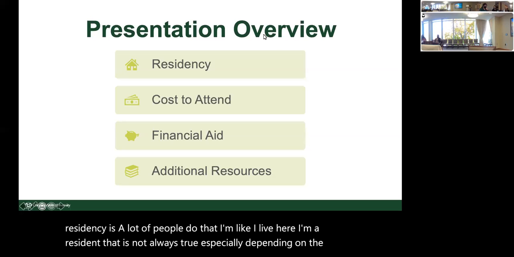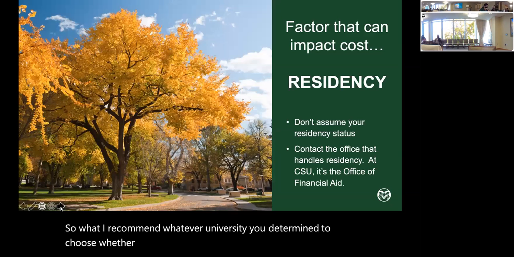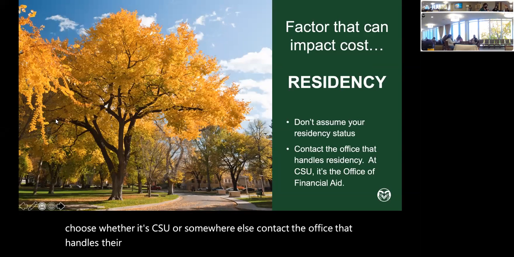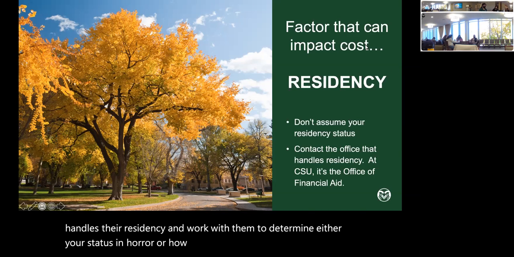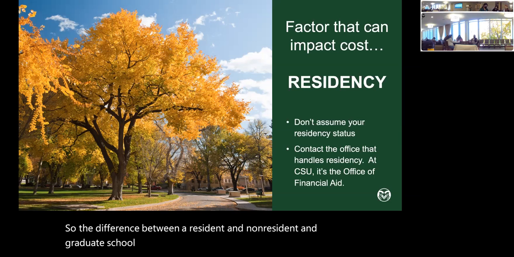So what I recommend, whatever university you determine to choose, whether it's CSU or somewhere else, contact the office that handles their residency and work with them to determine either your status and/or how to change it. So the difference between a resident and non-resident in graduate school for this year is $16,000 essentially.